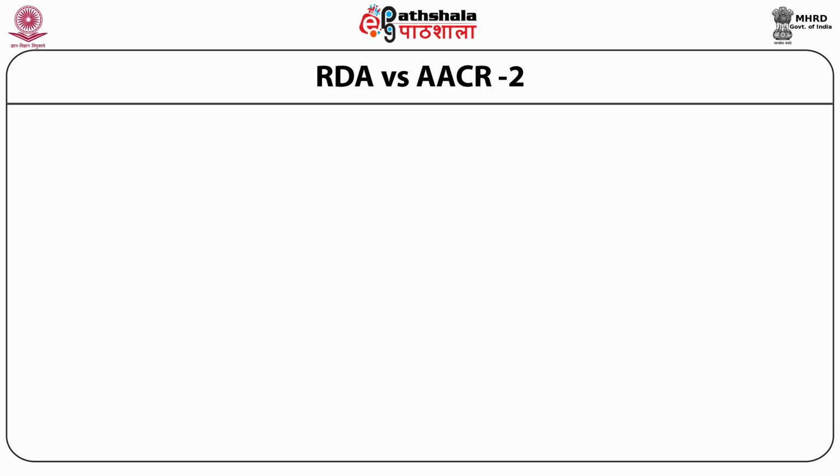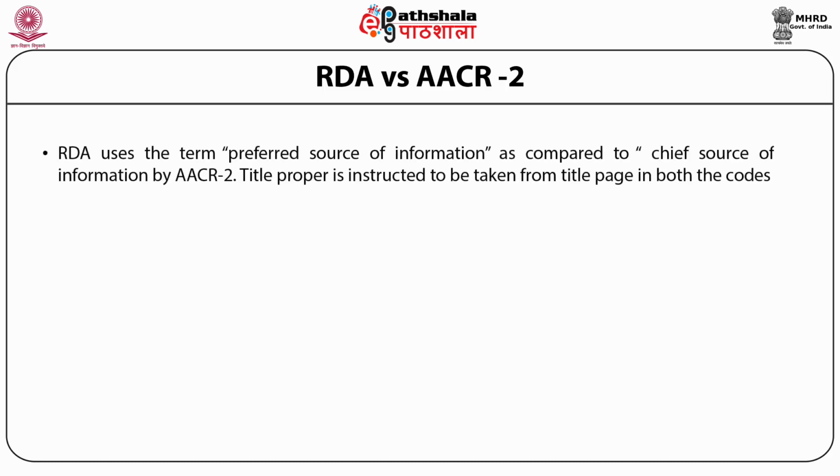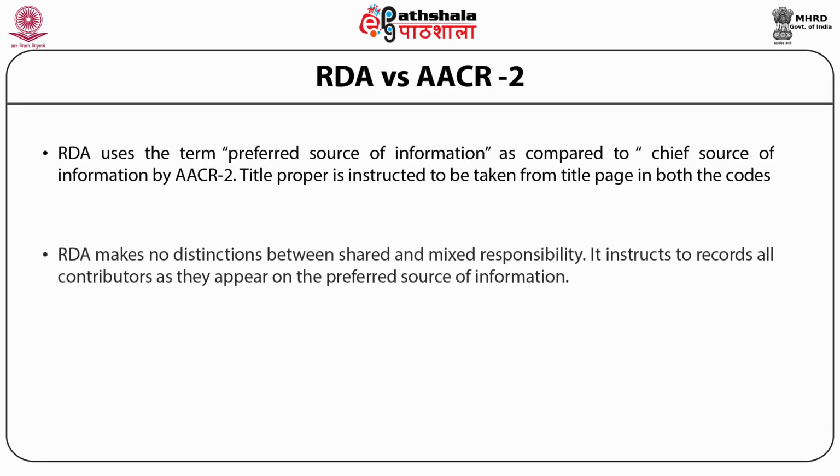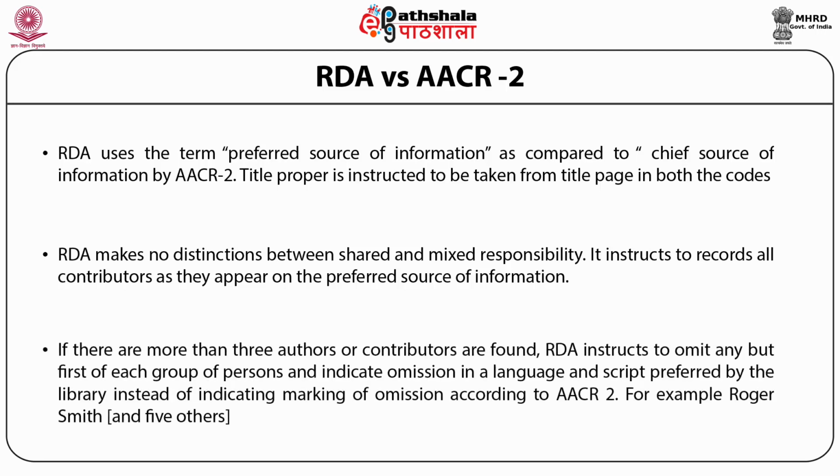Let's take a look at the difference between RDA and AACR2. RDA uses the term preferred source of information as compared to chief source of information by AACR2. The title proper is instructed to be taken from title page in both the codes. Secondly, RDA makes no distinction between shared and mixed responsibility. It instructs to record all contributors as they appear on the preferred source of information. Thirdly, if more than 3 authors or contributors are found, RDA instructs to omit any but first of each group in person and indicates omission in a language and script preferred by the library instead of indicating marking of omission according to AACR2.